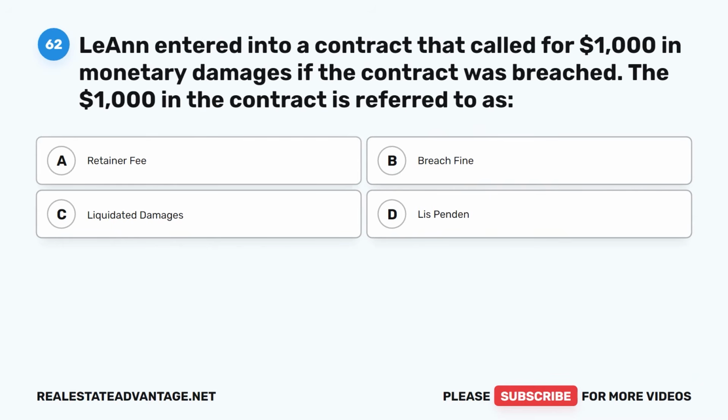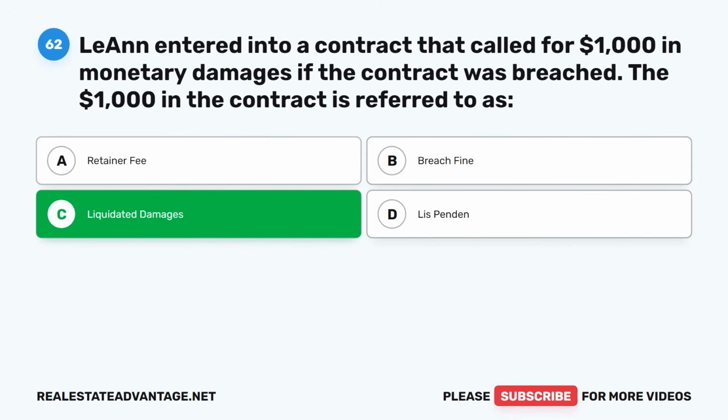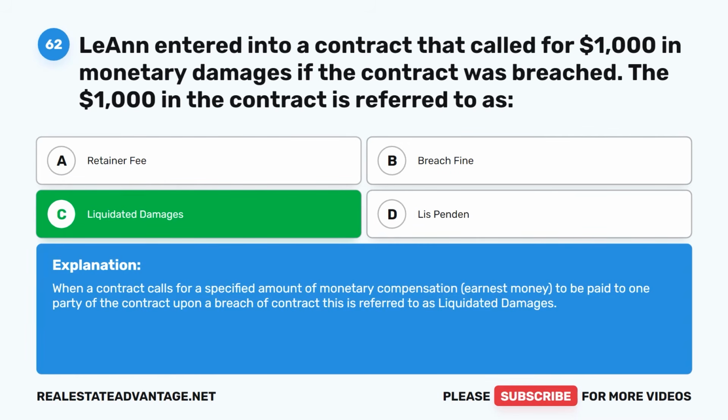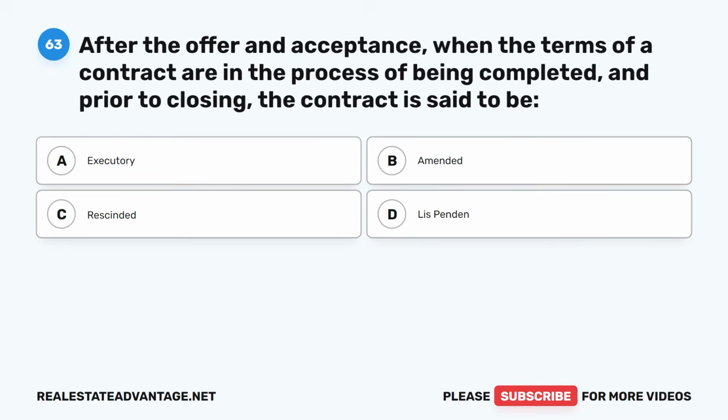Question 62. Leon entered into a contract that called for $1,000 in monetary damages if the contract was breached. The $1,000 in the contract is referred to as A. Retainer fee, B. Breach fine, C. Liquidated damages, D. Lis pendens. The correct answer is C. Liquidated damages. When a contract calls for a specified amount of monetary compensation, earnest money, to be paid to one party of the contract upon a breach of contract, this is referred to as liquidated damages.